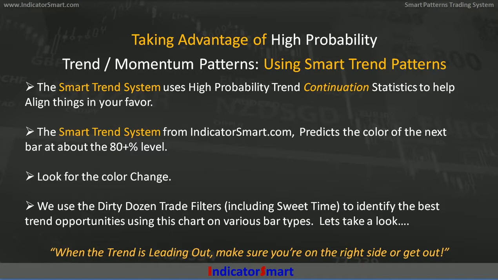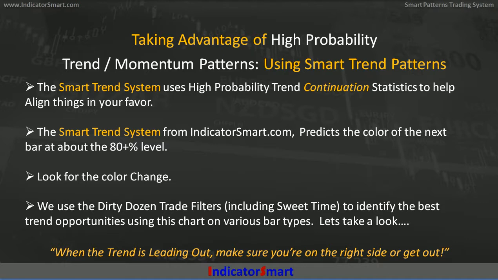Taking advantage of high probability trend momentum patterns using smart trend patterns. The smart trend system uses high probability trend continuation statistics to help align things in your favor. Years and years ago, it used to be trading in stocks and in things that were collections of commodities, for example, or stocks, for example. You would put those together into a composite, and that would make something like an index.